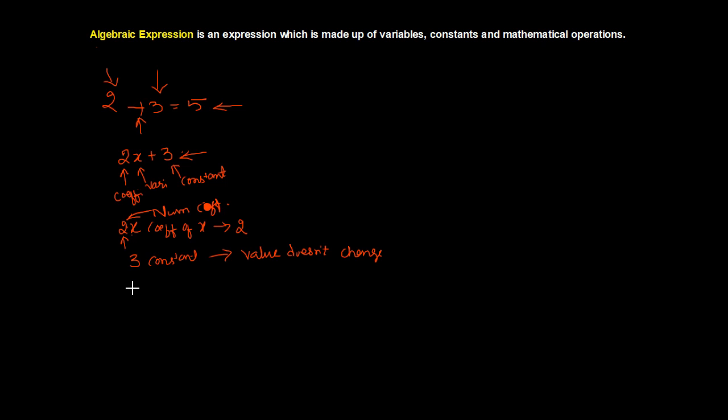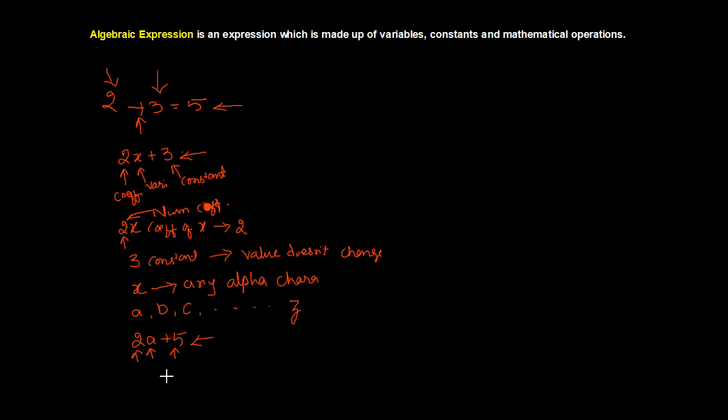Now, coming back to the variable x, a variable can be represented with any alphabet character. Not only x, it can be a, b, c, until z. So the same expression I can also write as 2a plus 5. It is still an algebraic expression which has a variable, a coefficient, and a constant.